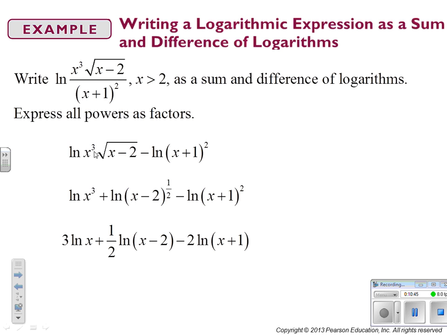We rewrite this multiplication as addition. So log of x cubed times x minus 2, we write as log of x cubed plus log of x minus 2 to the 1/2 power. Pull those out, and then this is just a little double check. Make sure I don't have any matching logarithms, because that would be like a like term. I would have to combine those together.